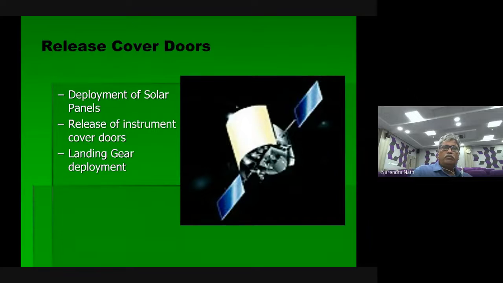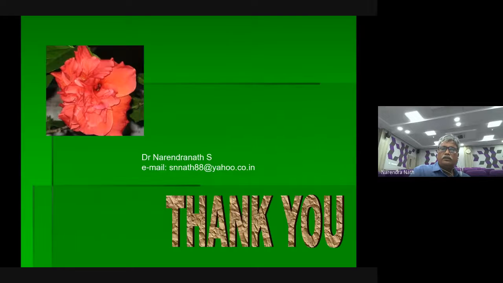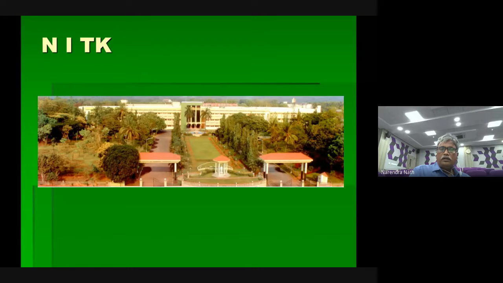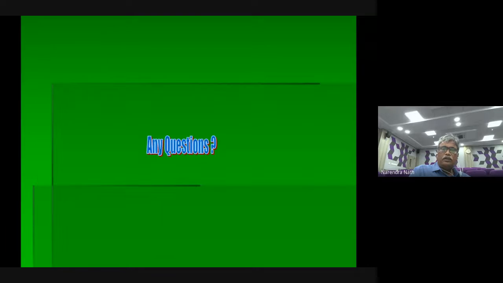And deployment of solar panels: earlier it was folded, and when it reaches the altitude, the unfolding takes place. That is also the release of cover doors. This is also through SMA components. And with this, thank you. And this is our institute. If there are any questions, I am ready to receive.